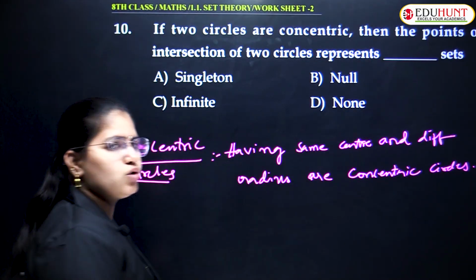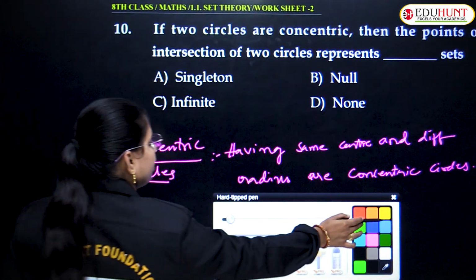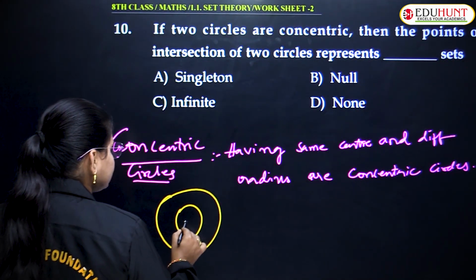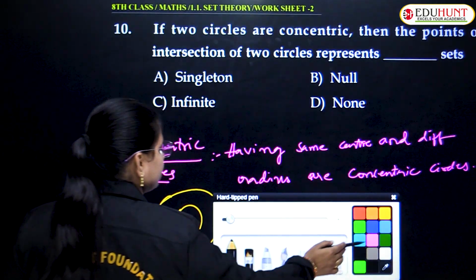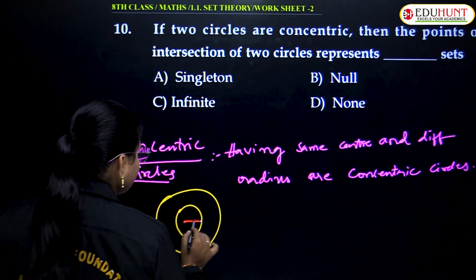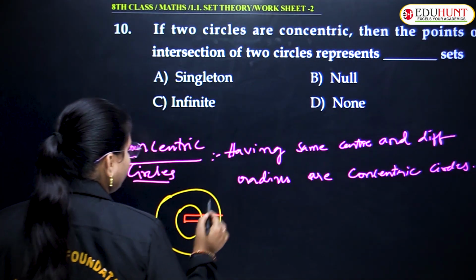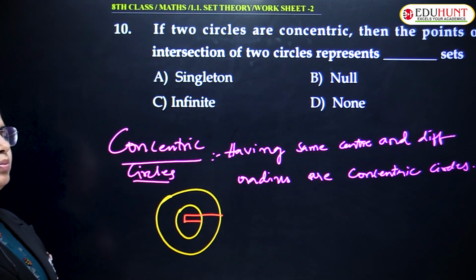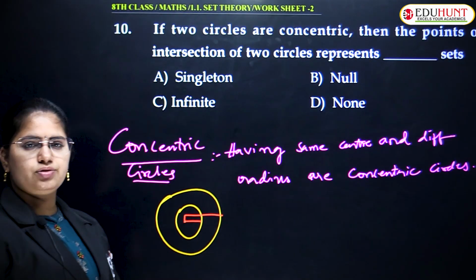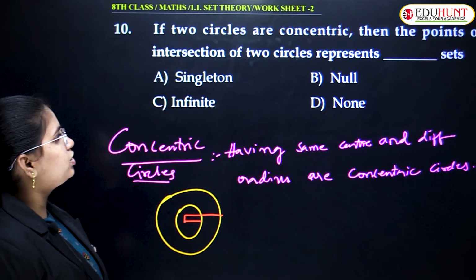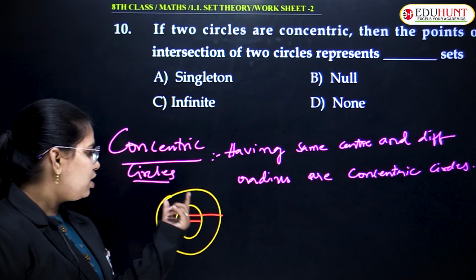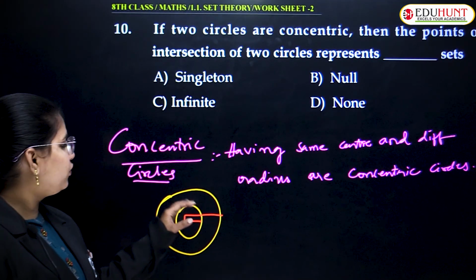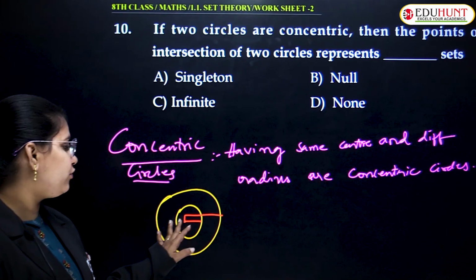So if you want to draw the figure, how can you draw? Draw the two circles having the same center for both the circles, right? Having the same center but different radii. So these are called concentric circles. If you want to draw an image, this is the concentric circles. So what they were asking you, the point of intersection of two circles, can these two circles ever meet? No, right? We cannot find any point of intersection of these two circles.